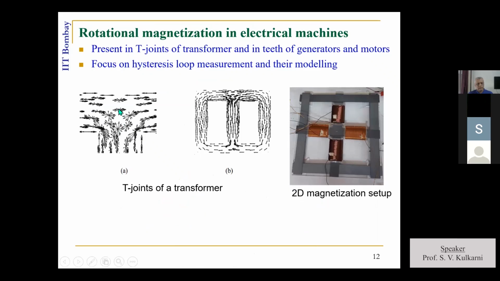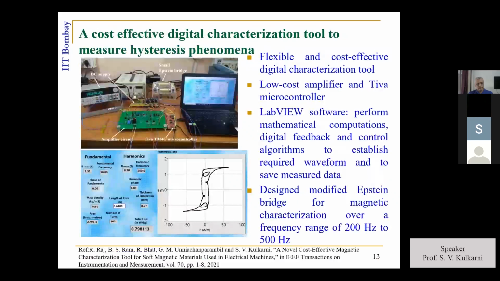You have the flux rotating in some specific parts of the machine, and rotational hysteresis losses are much higher as compared to conventional hysteresis losses, and we are trying to investigate these losses by using some experimental setup.